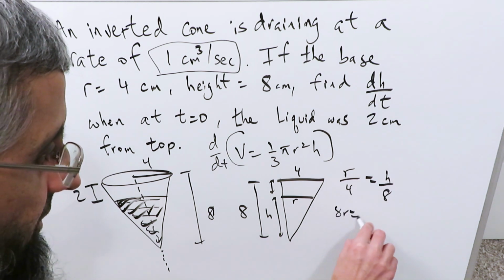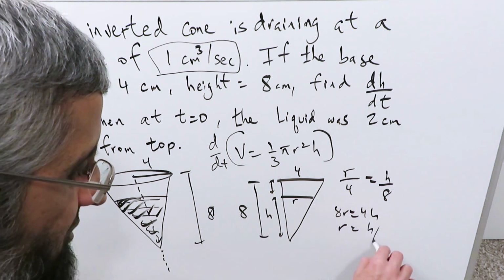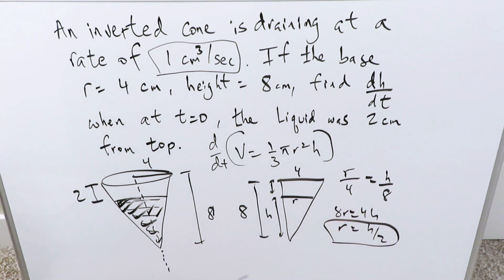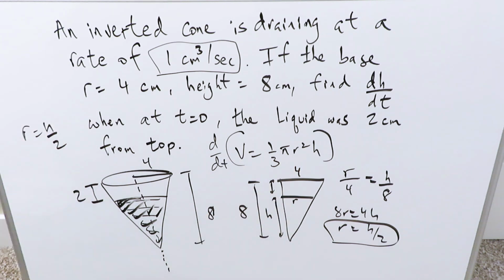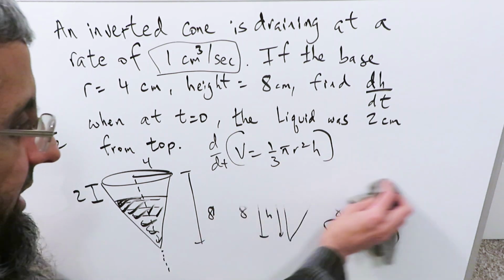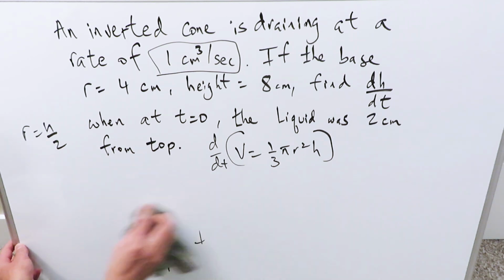I have 8r is equal to 4h, and r is equal to 4h over 8, which is h over 2. Now I've expressed radius with regards to height. I know now r is equal to h over 2. Bring that into your volume formula without worrying about rates of change and see what happens. We don't need to see this anymore, we'll just erase this.